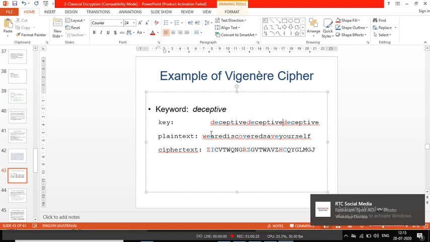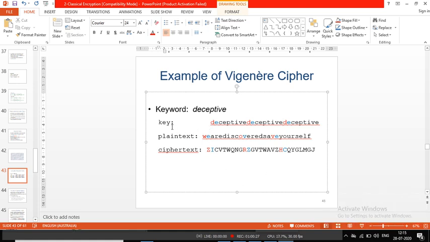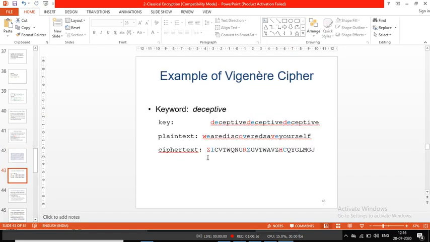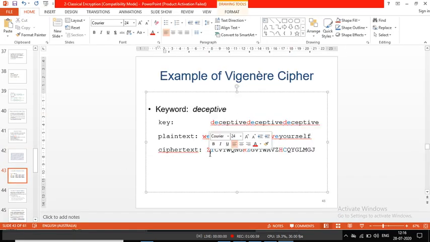Clear? Now I have a plain text and I have a key. What is the first letter? D is the key and the plain text is W. Go to that chart. Where is D? D is here, and this is the key. And where is W? W is there. So what is parallel to D and W? It is Z. Yes, sir. Now your letter has been substituted with Z. Clear?